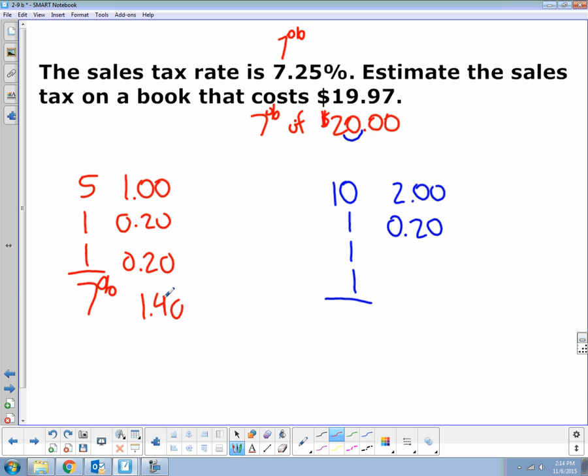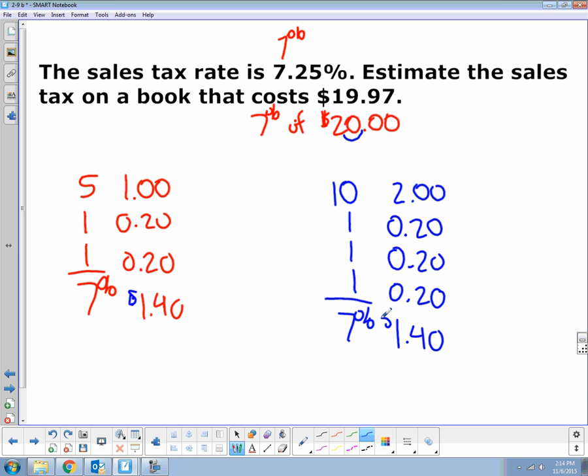Or I can do $2 minus 60 cents. So that 7% could also be $1.40. Either way, you're going to get that correct answer of $1.40.